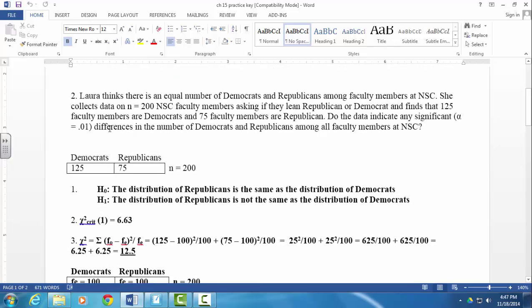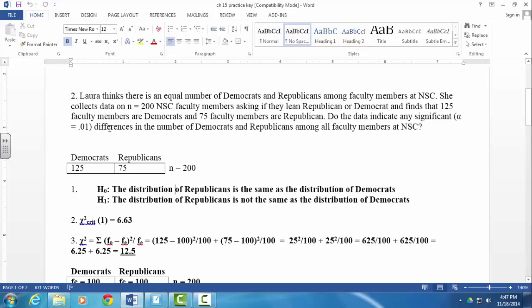For this one, Laura is doing some research, and she thinks that there's an equal number of Democrats and Republicans among faculty members at Nevada State College. So she's going to collect data on 200 faculty members and ask them, are you a Democrat or are you more of a Republican? Her data looks like this: 125 said Democrat, 75 said Republican, and 200 is her entire sample size.